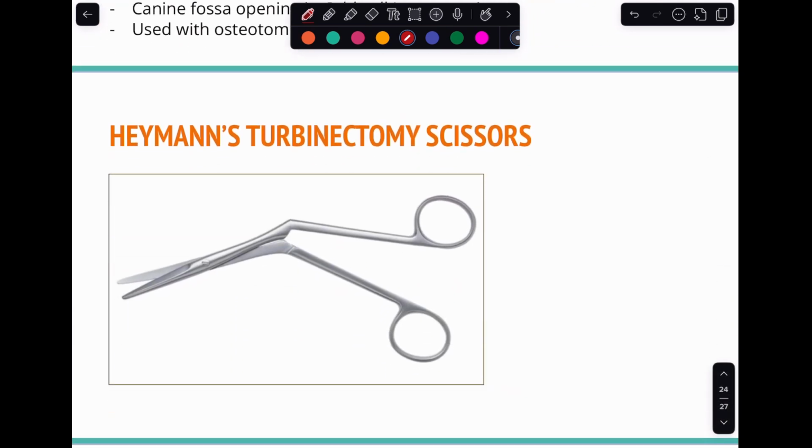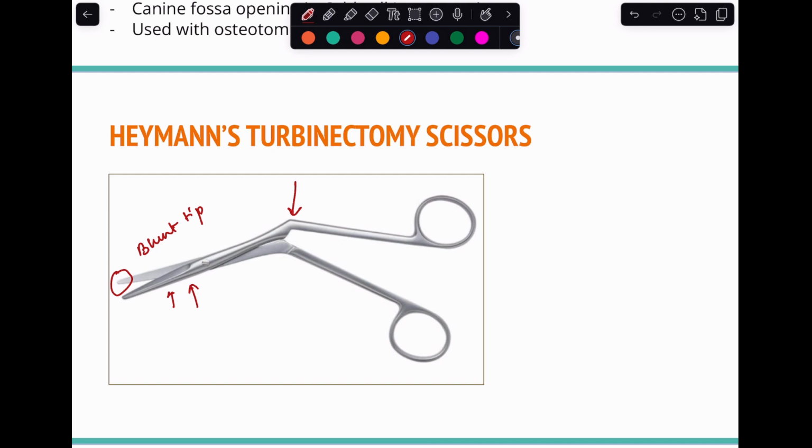Next, moving on to this instrument, which is the Hayman's turbinectomy scissors. Now, Hayman's turbinectomy scissors, as you can see over here, has a nice bend. The reason for this bend is, again, to give you improved visualization when you're trying to cut anything with the help of these scissors. Your visualization or your field is not obscured because of the scissors. The bend allows you that visualization. And we have over here the blunt tip. You have to remember, these scissors have a very blunt tip, and these are the narrow, stout blades that it has.